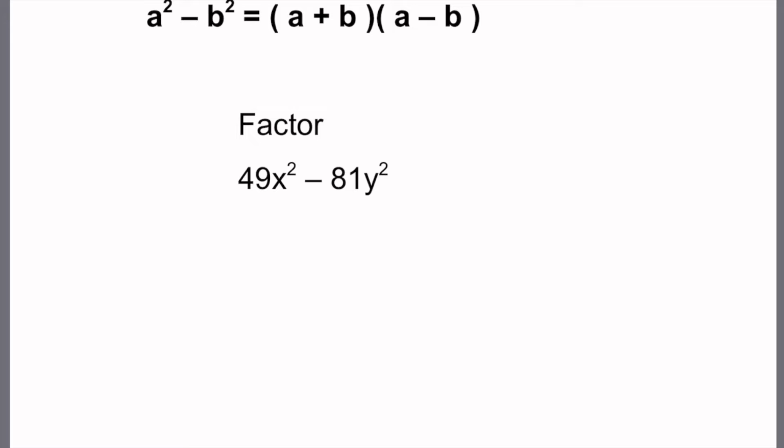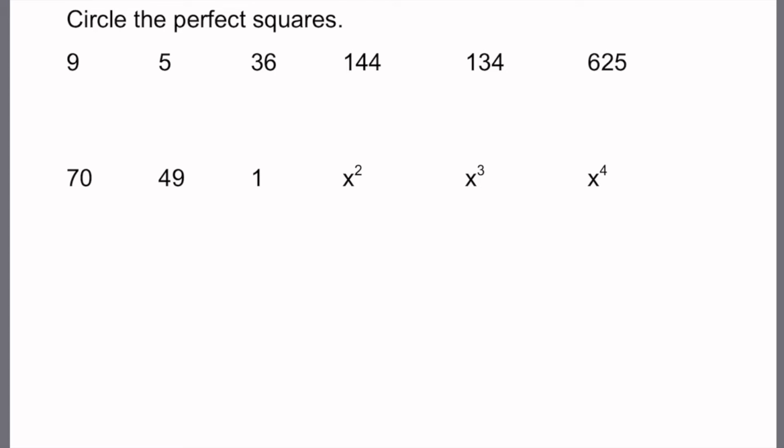Today, we're gonna factor using the difference of squares. Okay, so before we get into the difference of squares, gotta review one thing of what a perfect square is. A perfect square is a number or a term that can be square rooted such that you don't get a decimal. Okay, so circle the perfect squares here.